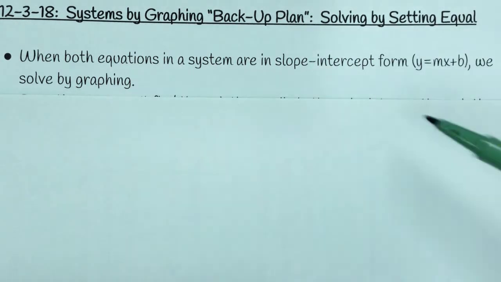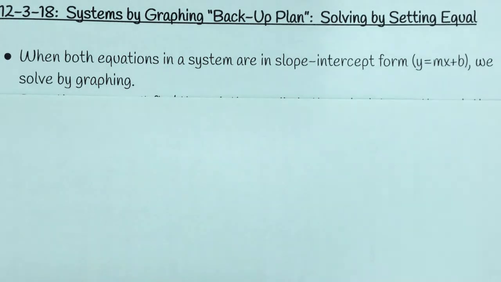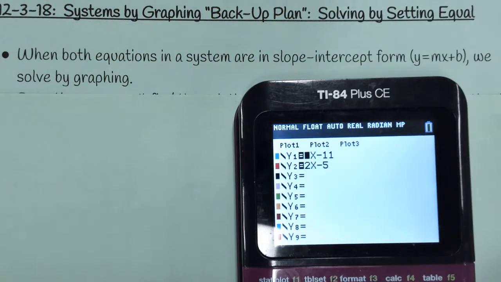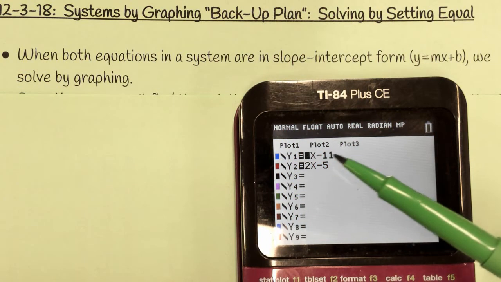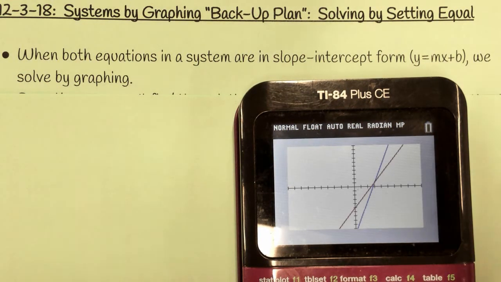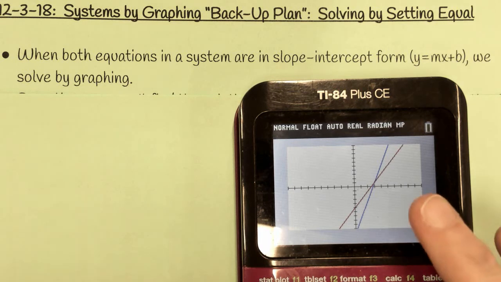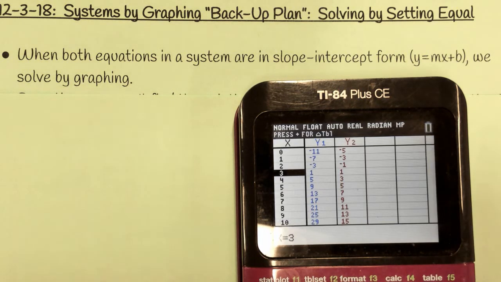Well, when our equations are in slope-intercept form, we solve by graphing, which means we solve by using our calculator, okay? So if I have two equations in slope-intercept form, I'm going to put them in my calculator. I'm going to put the first one in y1, the second one in y2, and then I'm going to look at the graph and see where they cross. If I can figure it out from the graph, I'll use that. I always like to use my table as a backup because the table tells me really easily what the answer is.